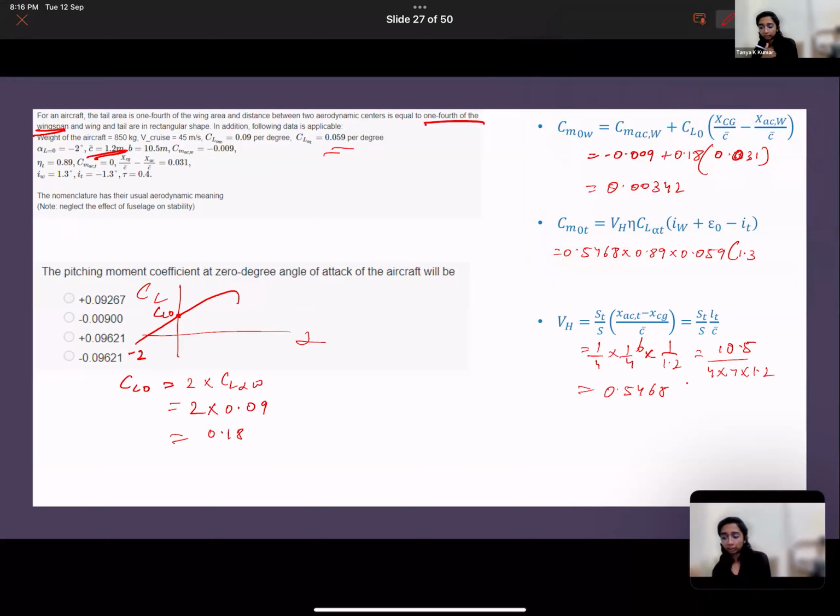How do you find out epsilon naught? Tail setting angle you have, right? It's already given in the question. How do you find out epsilon naught? What is epsilon naught? What is epsilon? So epsilon is epsilon naught plus d epsilon by d alpha into alpha. What is this epsilon? Downwash angle. What is downwash?